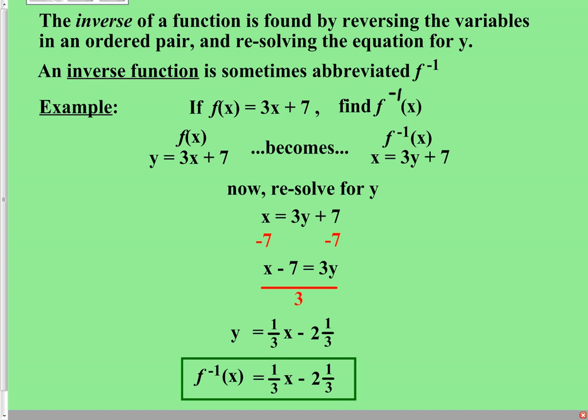Okay, you'll notice that the problem started off linear and it ended up linear. That will not always be the case with some of the inverses we will run into, but again, you'll see that a little bit later.